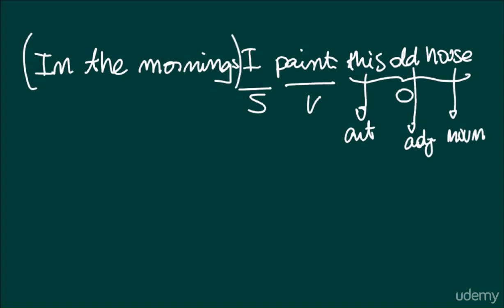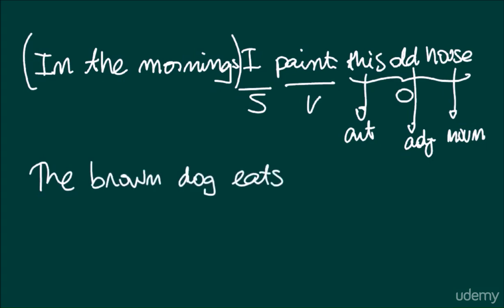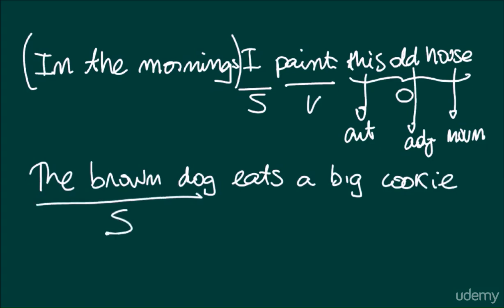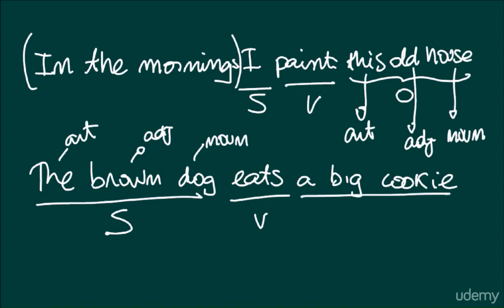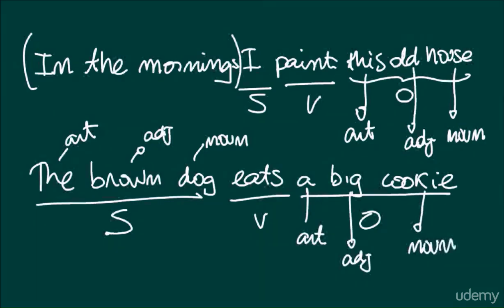Another example. The brown dog eats a big cookie. In this sentence, the brown dog is the subject. The is the article. Brown is the adjective. And dog is the noun. Eats is the verb. A cookie is the object. A is the article. Big is the adjective, and cookie is the noun.